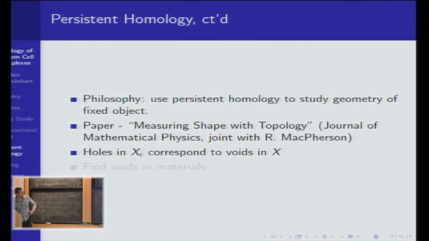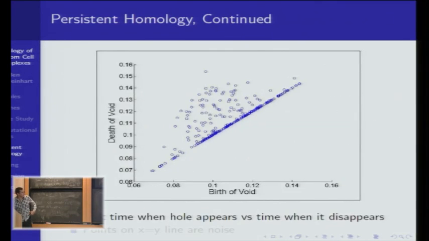Here we say that if we have our embedded graph, holes in x epsilon correspond to voids in x. So the second dimensional persistent homology of an embedded graph in 3 space corresponds to voids in the space of that embedded graph. And the idea is to find voids in materials. OK. So what we can do is plot the time when a hole forms versus the time it disappears. This gives us a scatter plot which describes the properties of the voids in the material. And the points on the x equals y line are noise having to do with how we sampled the space.